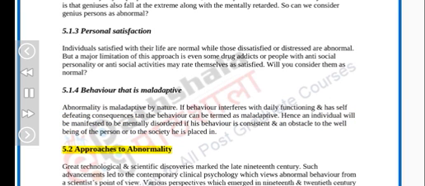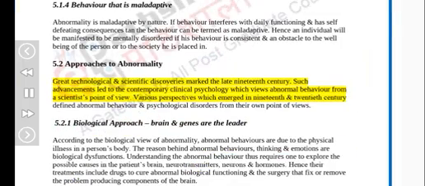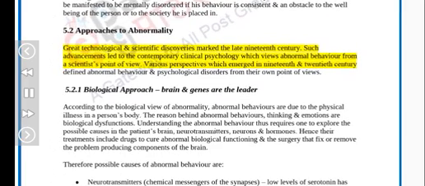5.2 Approaches to abnormality. Great technological and scientific discoveries marked the late 19th century. Such advancements led to contemporary clinical psychology, which views abnormal behavior from a scientist's point of view. Various perspectives which emerged in the 19th and 20th century defined abnormal behavior and psychological disorders from their own points of view. 5.2.1 Biological approach. Brain and genes are the leader.